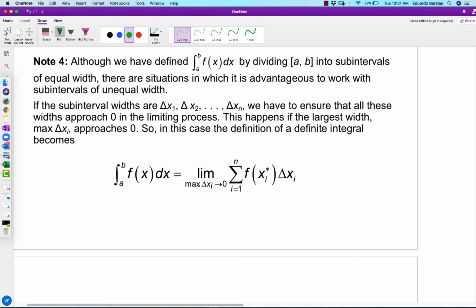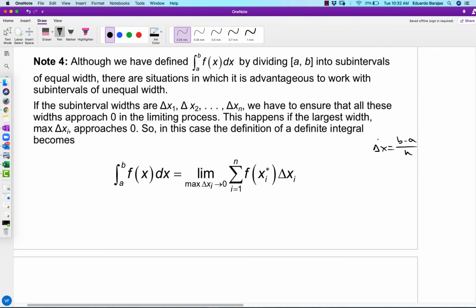So the only thing that's different from before is that before we had n goes to infinity, and that was enough to guarantee that we'd have a growing number of rectangles, from n rectangles out to infinite rectangles, and that we were adding up all those areas. And that's because in the previous definition, we were counting on delta x to be a constant, b minus a over n. So it represented a constant width. So all the widths of all the rectangles were the same.